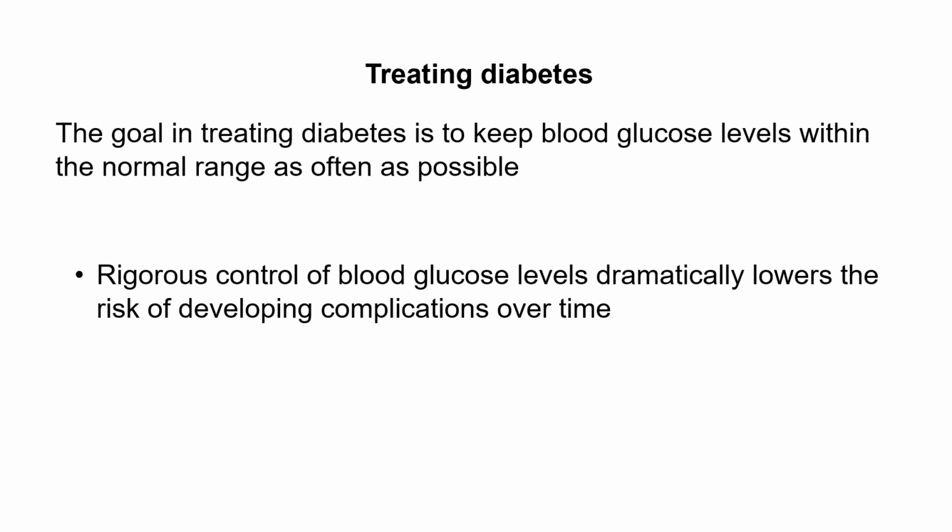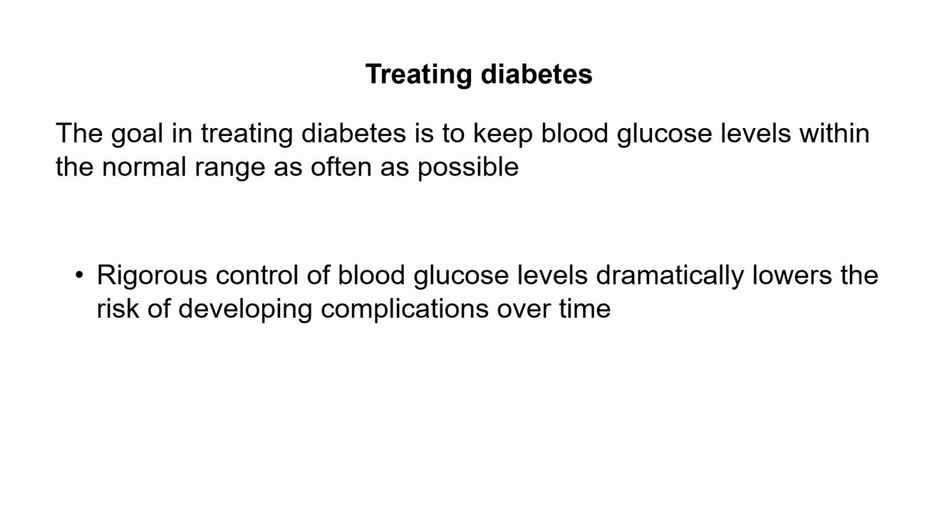So when somebody has diabetes, how do we treat it? And this goes for all 3 forms of diabetes: type 1, type 2, and gestational. The overarching goal is to keep blood glucose levels within the normal range as often as possible. So now you, the human, have to do some of the work of your pancreas. In people who don't have diabetes, the pancreas takes care of your blood glucose level. In people who do have diabetes, you know what? You have to take care of your blood glucose level. And this rigorous control of your blood glucose levels will dramatically lower the risk of developing complications over time.